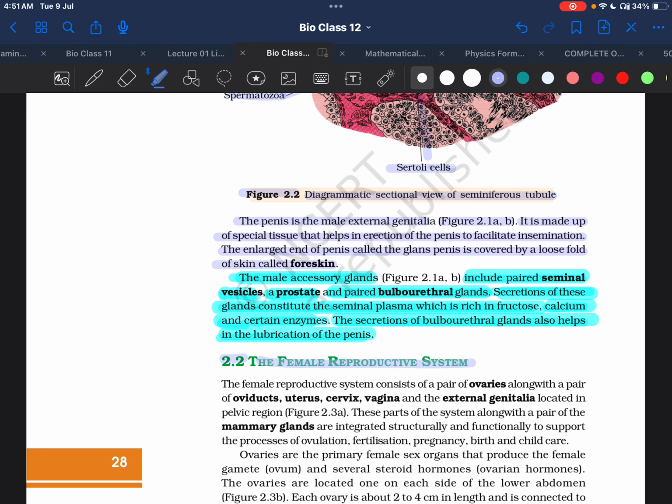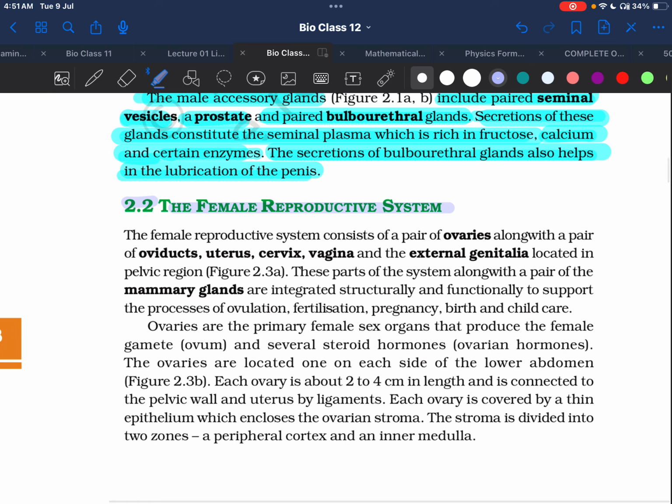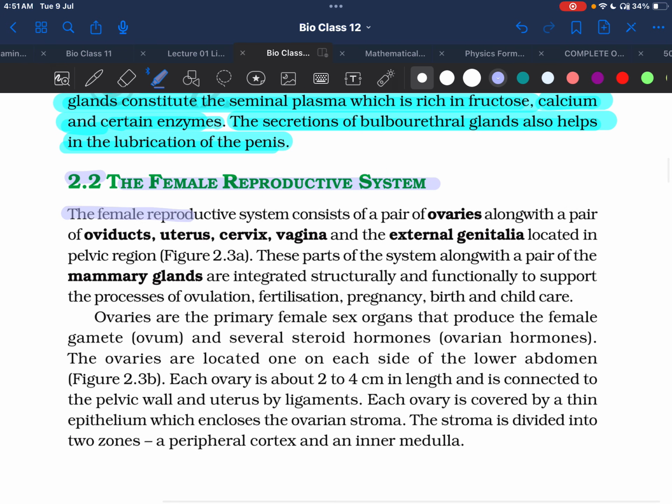2.2 The female reproductive system. The female reproductive system consists of a pair of ovaries along with a pair of oviducts, uterus, cervix, vagina, and the external genitalia located in pelvic region. These parts of the system, along with a pair of the mammary glands, are integrated structurally and functionally to support the process of ovulation, fertilization, pregnancy, birth, and childcare.